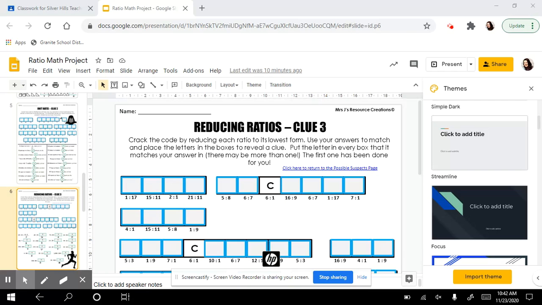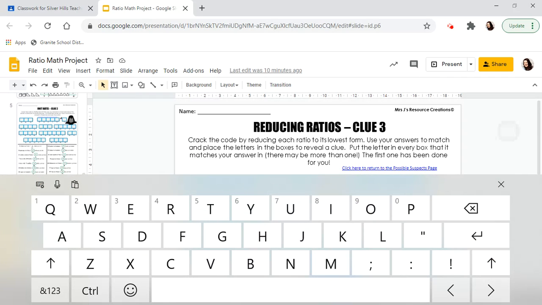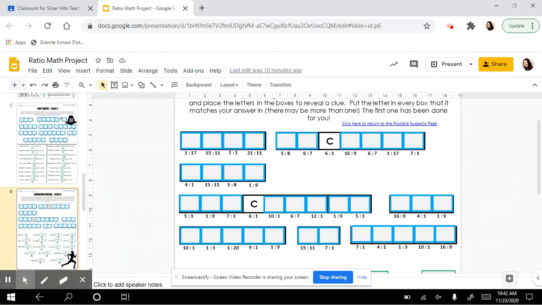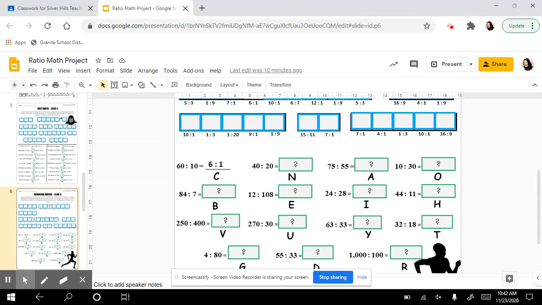So slide 6 technically, but clue 3 says, crack the code by reducing each ratio to its lowest form. So what I'm going to do is very similar to what I would do if I was reducing fractions. I'm going to take, for example, 60 to 10, and write that as a fraction, 60 over 10. I'm finding the simplest form, just like I would if it was a fraction.